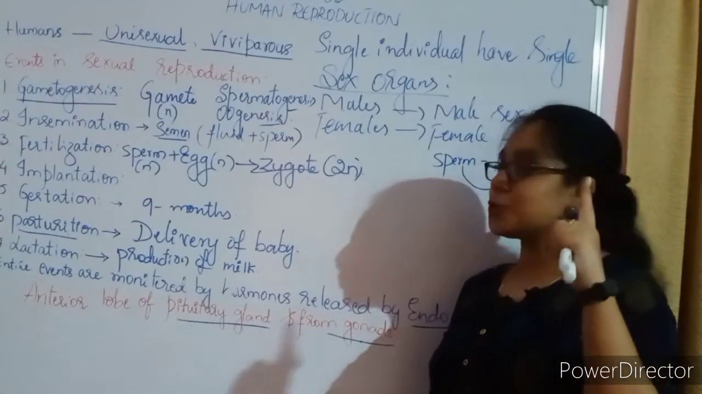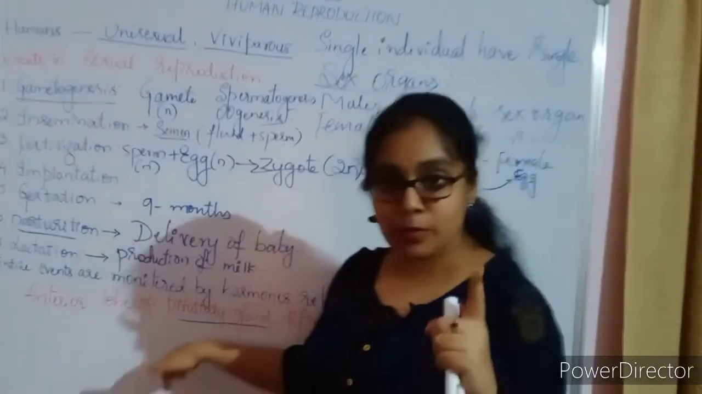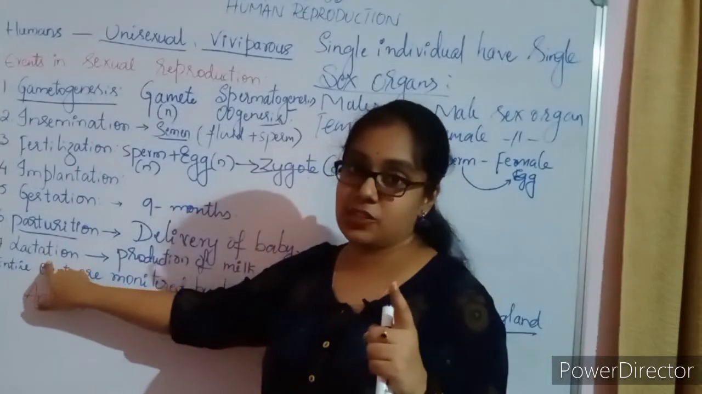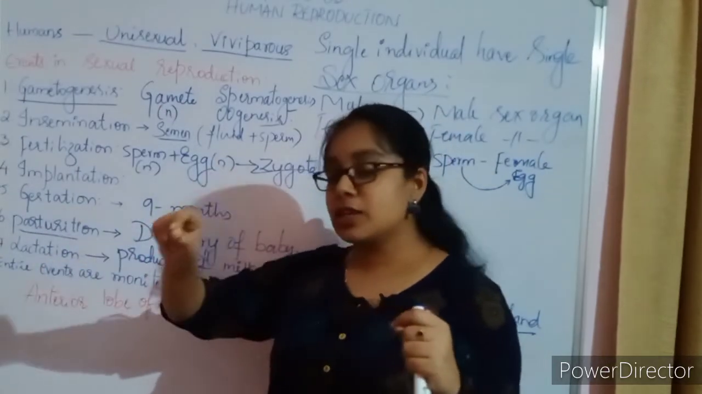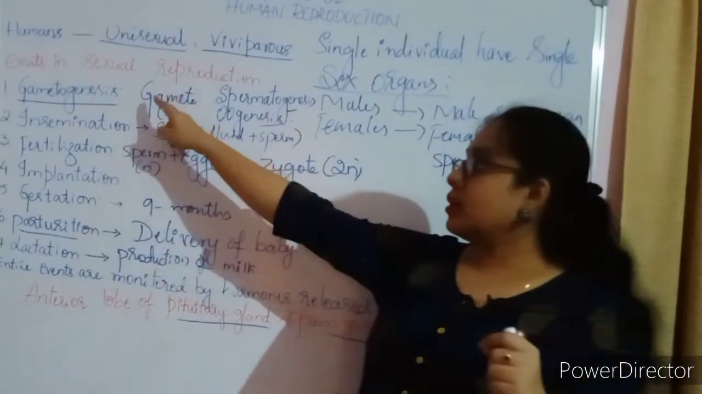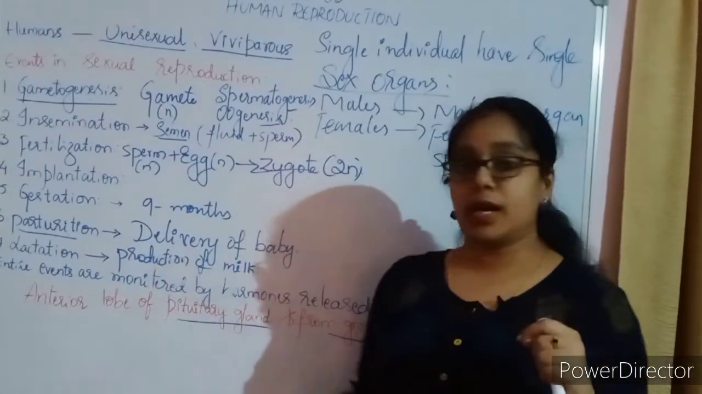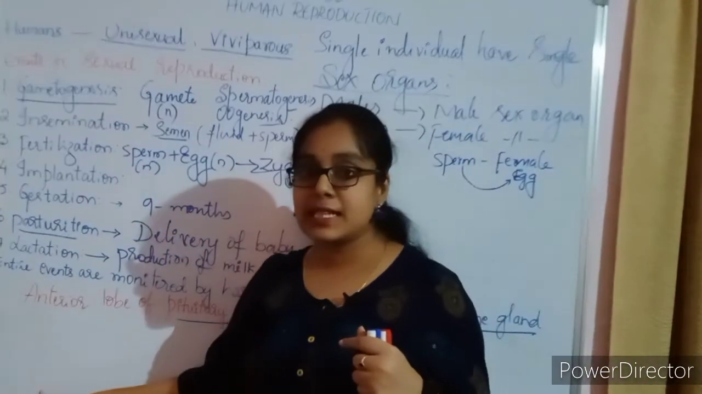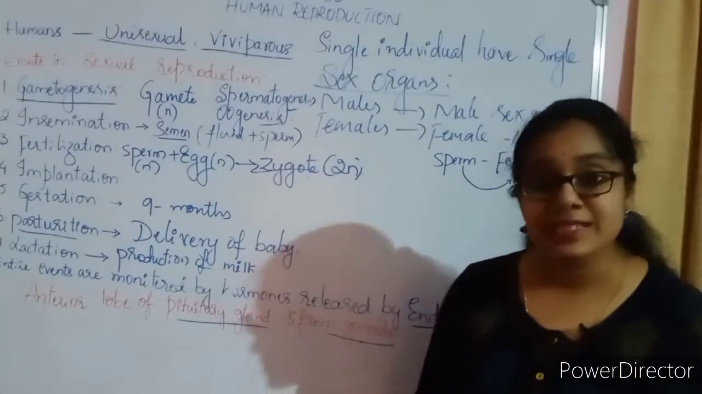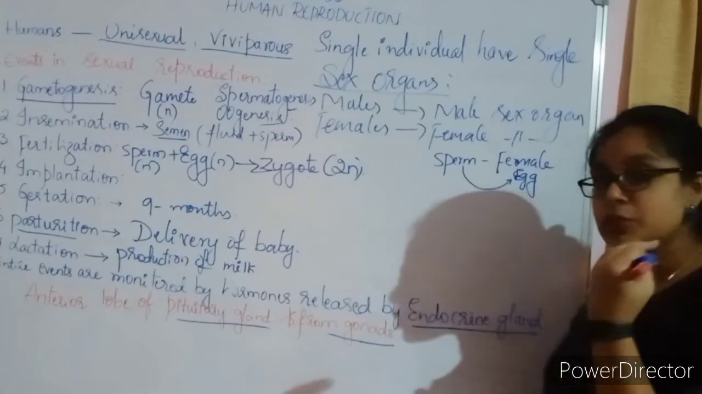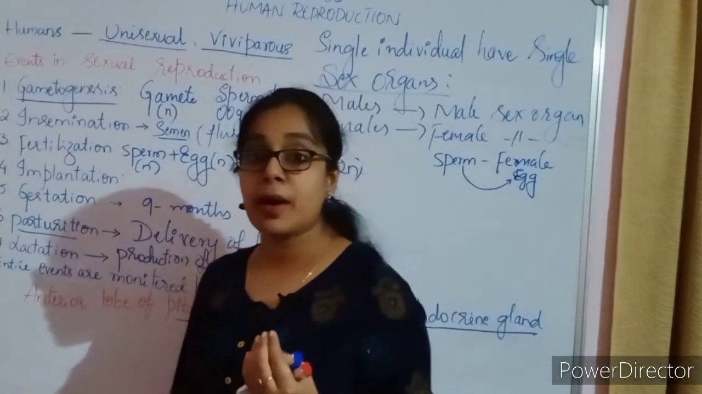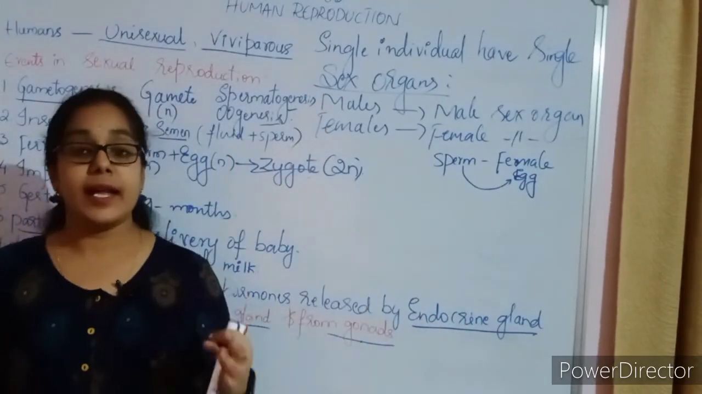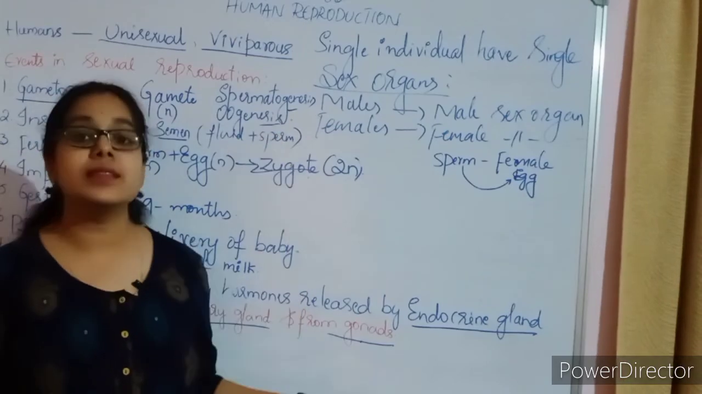Here is one point to be remembered. In the entire chapter, you are going to study from the process of gametogenesis till lactation. You are going to study in detail all these events of sexual reproduction. And also you are going to study how hormones monitor all these events, which hormones are secreted by the anterior and posterior pituitary gland, and which hormones are secreted by the gonads. You are going to study the names of the hormones, their functions, and elaborately all these events.